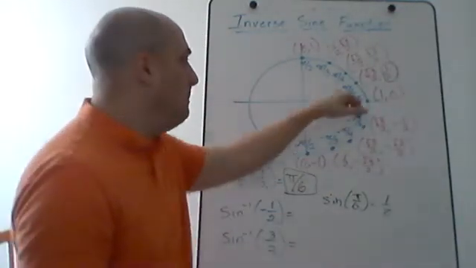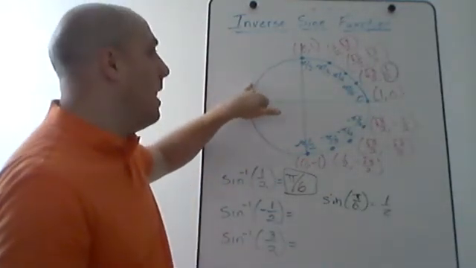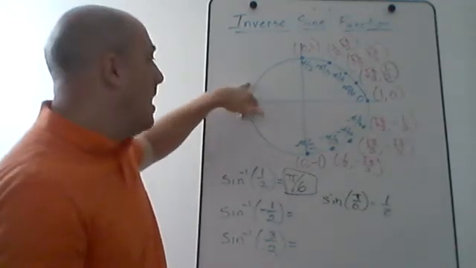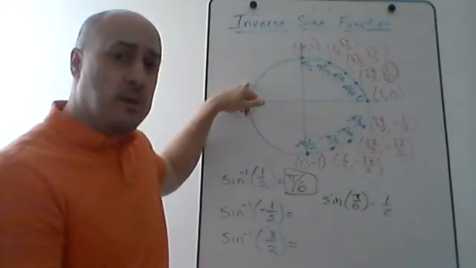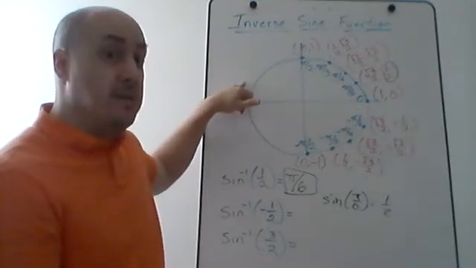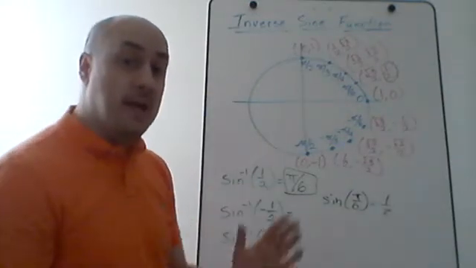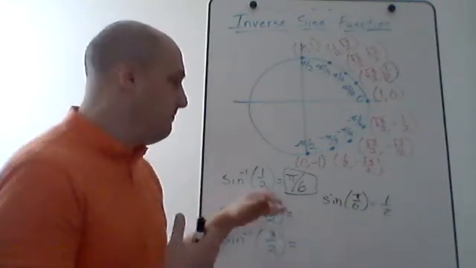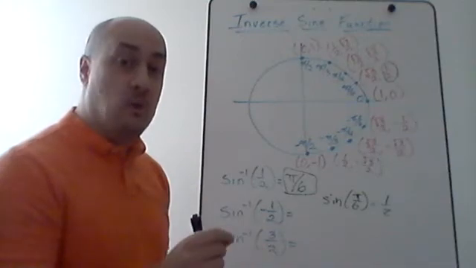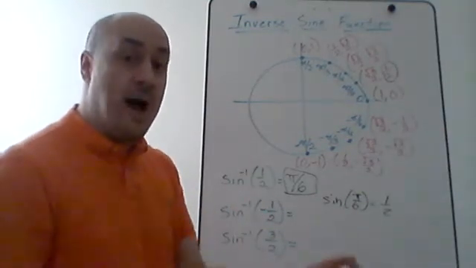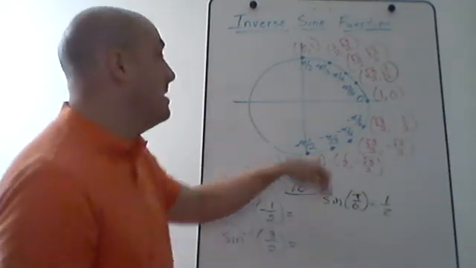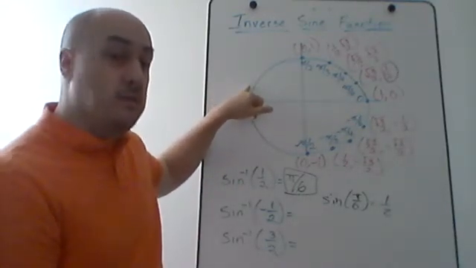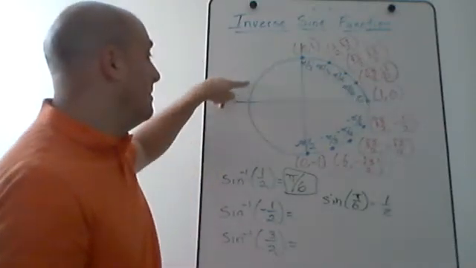Now you might be thinking, but there's another point over here that also has a y coordinate of 1/2, which would be 5 pi over 6 if you're interested. So why is that not also one of the answers? Remember, for the inverse functions, we had to limit the domain so that we only get one answer. The definition of a function is that when you input one value, you only get one value out of it. So sine inverse of 1/2 is only pi over 6, even though there is another number on this side of the unit circle that also has a y coordinate of positive 1/2.